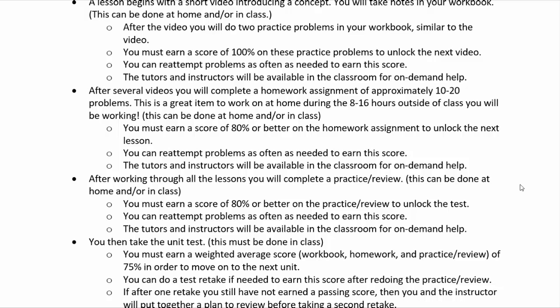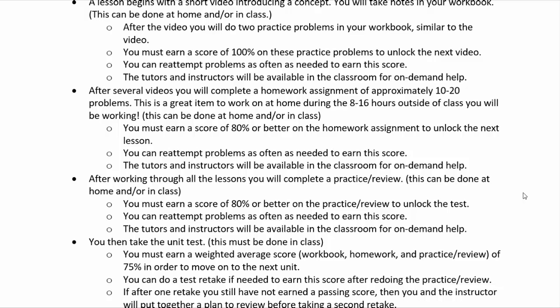After working through all the lessons, you'll complete a practice review. This is going to go over all the different content that you've learned in the unit. So if you get to the end of Unit 1, if you can get an 80 or a 90% on this practice or a review, then you're actually going to probably do quite well on the test itself.